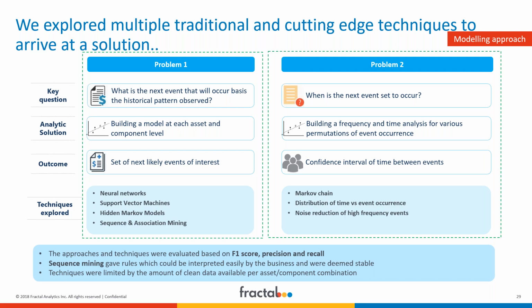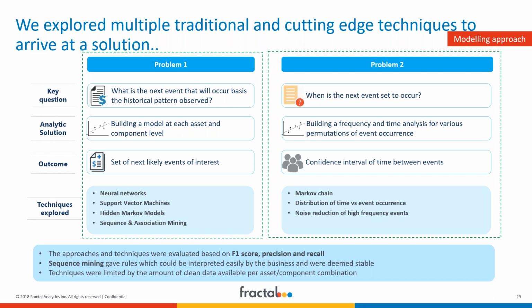Whereas for the second thing, which is, given that I know which event is going to happen, when is that going to happen? So this is a time series forecasting kind of problem. And here we use Markov chain distribution of time versus event occurrence and noise reduction of high frequency events.